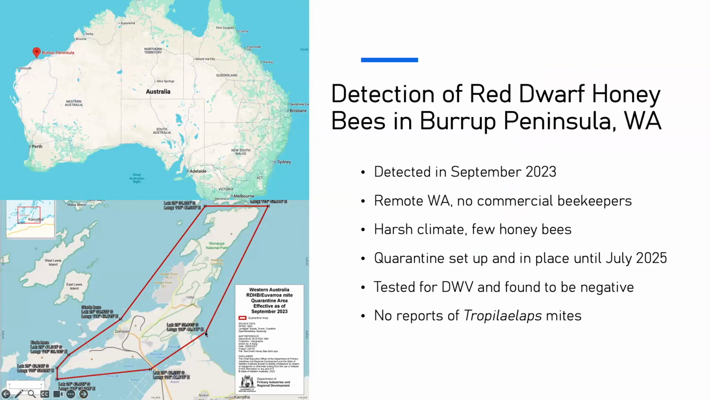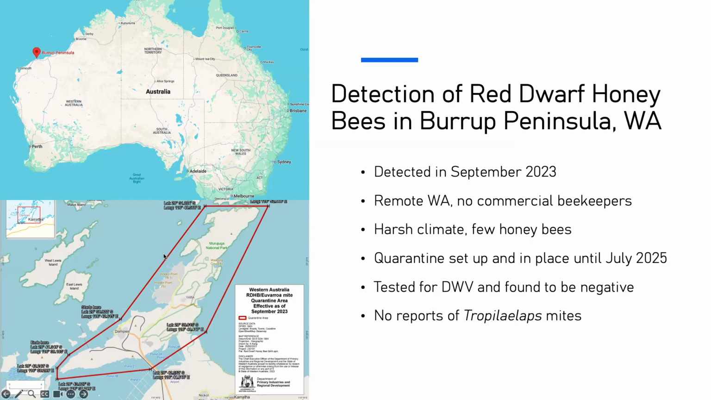Now, there was an incursion of this red dwarf honeybee in the Burrup Peninsula in Western Australia, and it's quite a remote area. You can see it here on the map. It's right on the northwestern part of Australia. There is a small peninsula here. It's very remote. It's a mining town with quite a lot of shipping going in and out to ship minerals that are inland. It has a very harsh climate with very few honeybees.